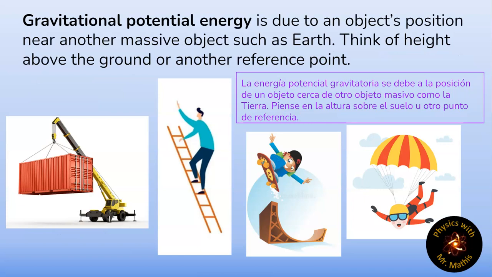Gravitational potential energy is energy that happens because an object is near another massive object and there's a gravitational force pulling them together. Usually when we talk about gravitational potential energy, the other object is Earth. You can think of how an object that's high above the ground has energy that's pulling it down. That's gravitational potential energy.